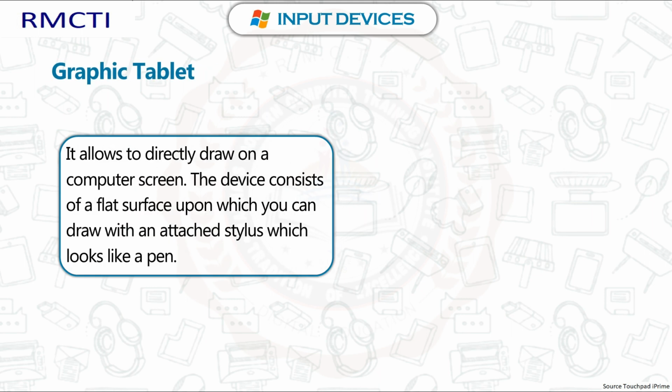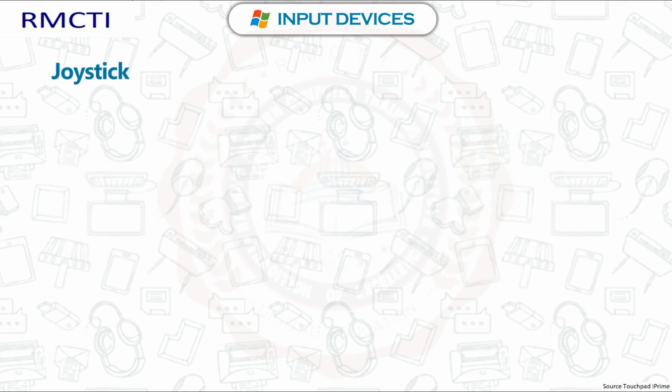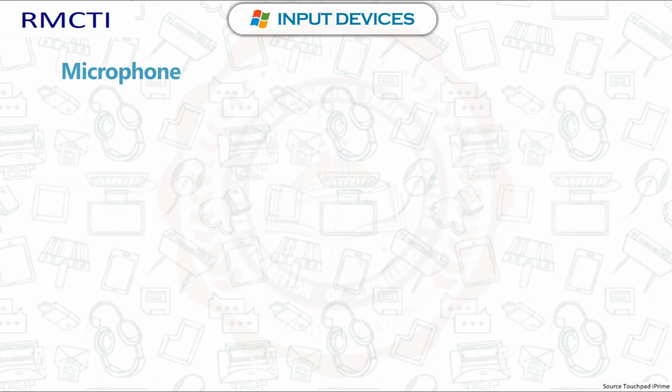Graphic tablet. It allows you to directly draw on a computer screen. The device consists of a flat surface upon which you can draw with an attached stylus, which looks like a pen. Joystick. Joystick is a pointing device which is used to control the movement of a pointer on your computer screen. It is the most used device to play games on the computer.